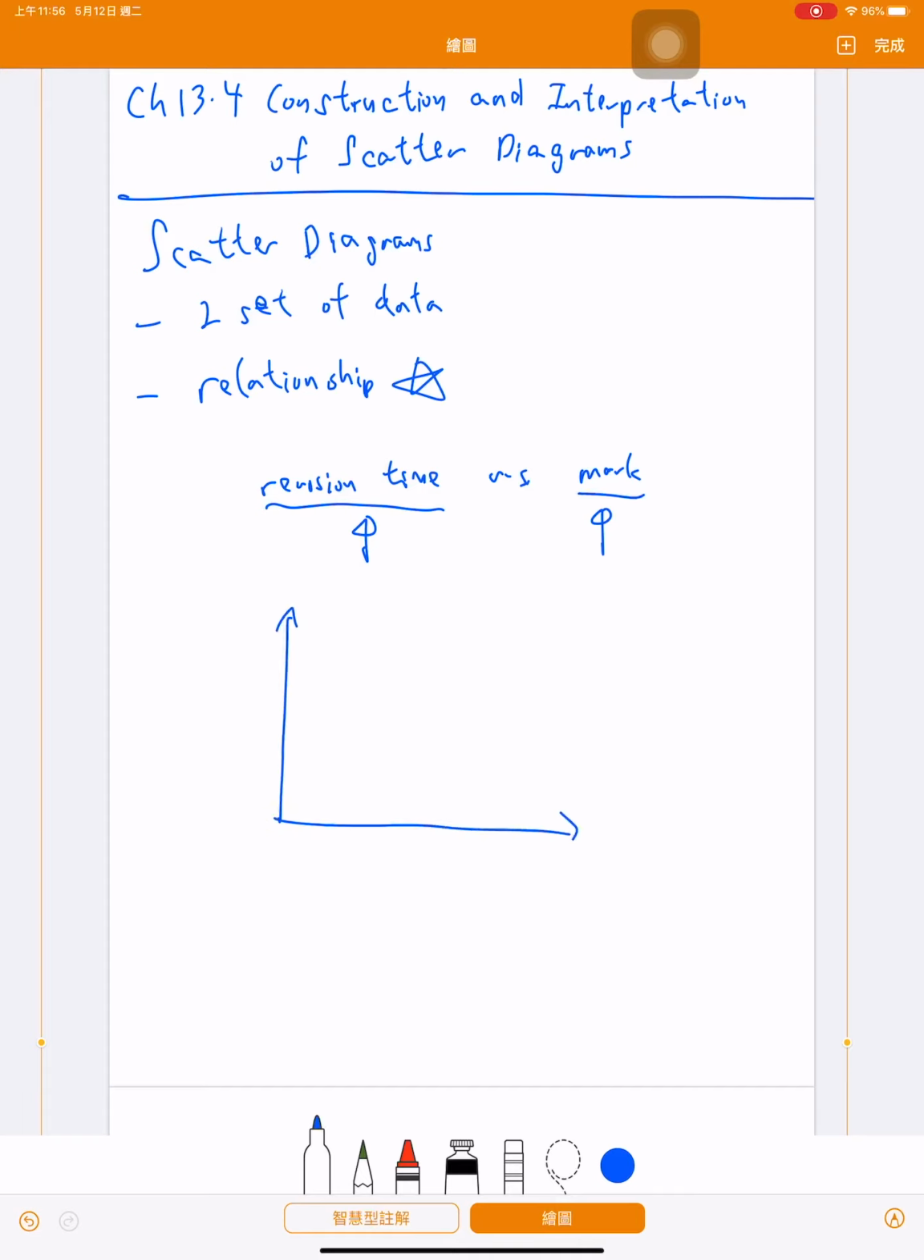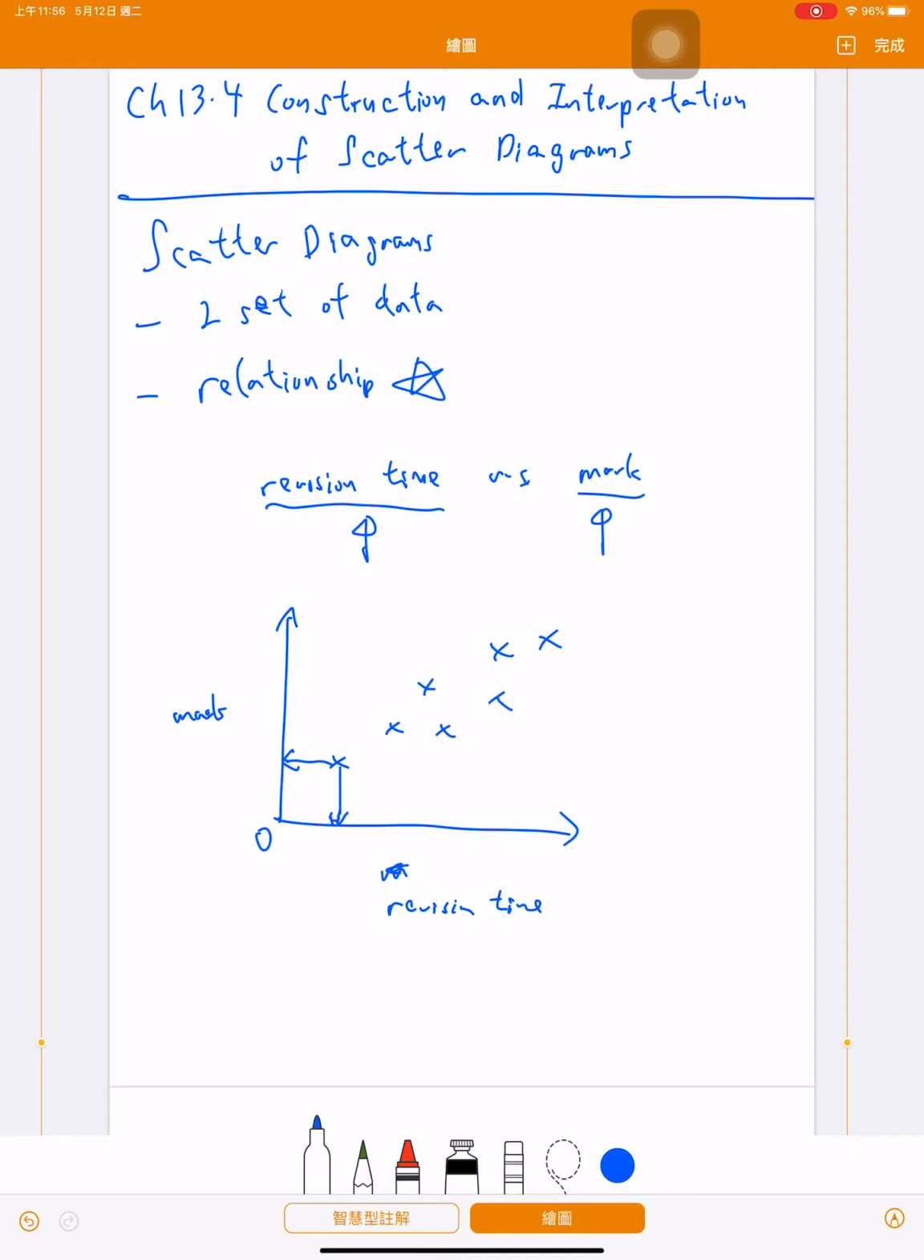For example, the marks here, the revision time here. We may have some points. We may use crosses to represent the data. That is, the revision time for someone is here and the corresponding marks is here. Understand? And then we may have lots of this kind of points.